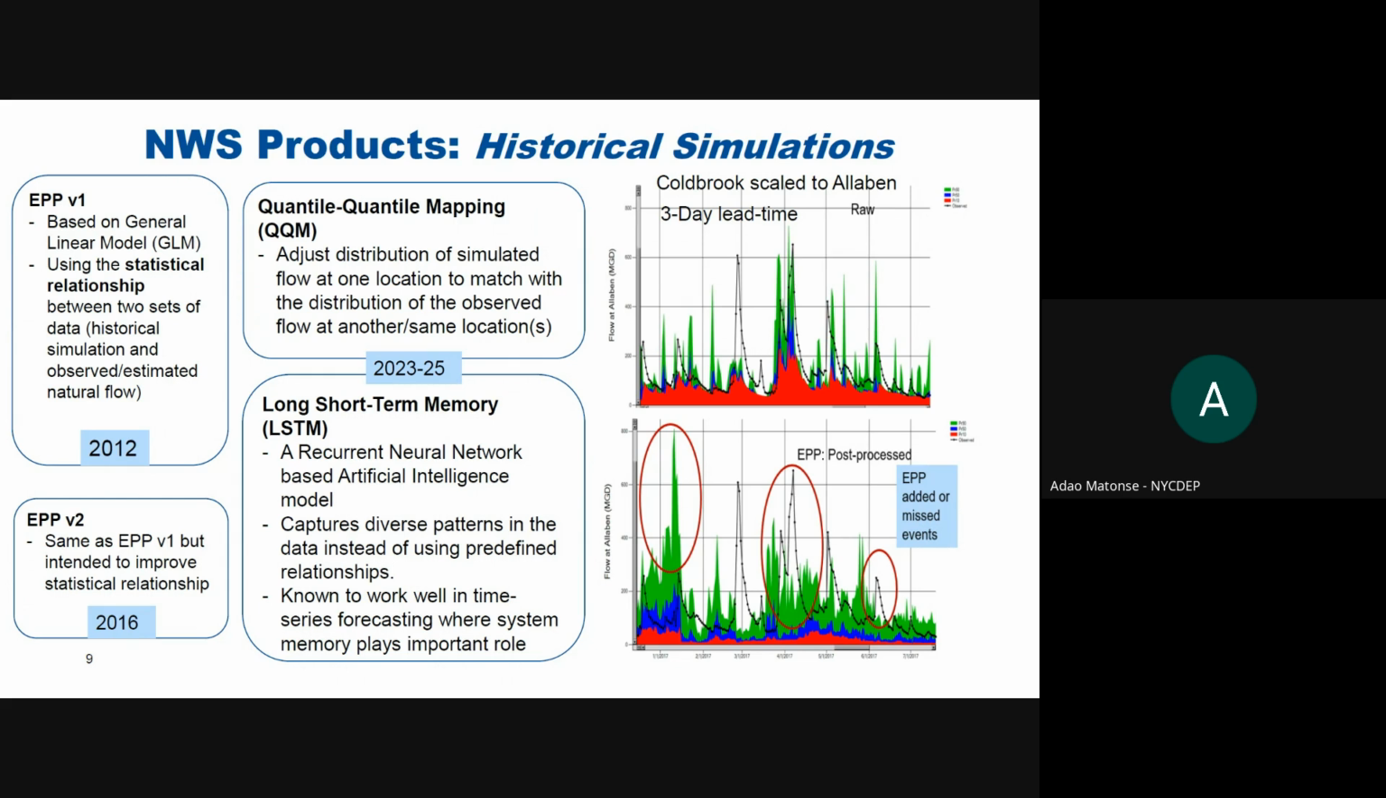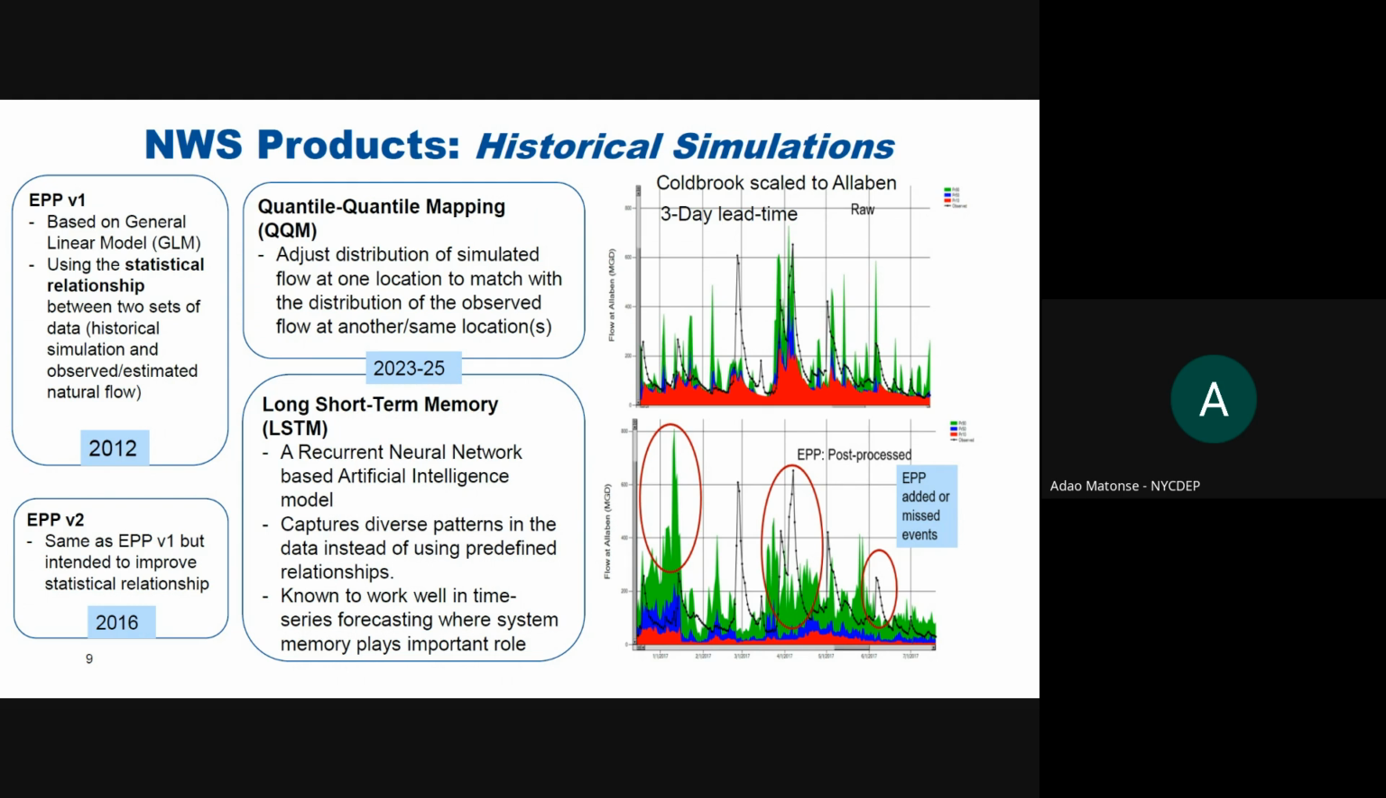Now we also use historical simulations to develop our own ensemble post-processor. The first one was APP-V1, based on a general linear model like EnsPost. This development started in 2012, and this APP was ready for use in OST in 2014.